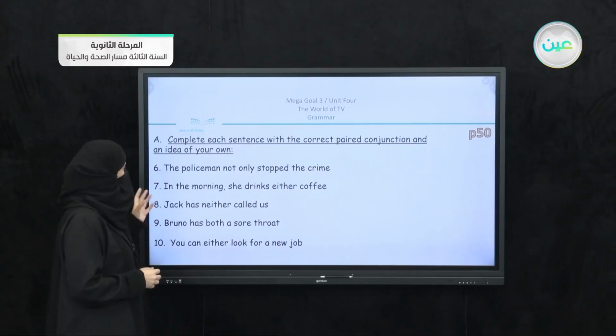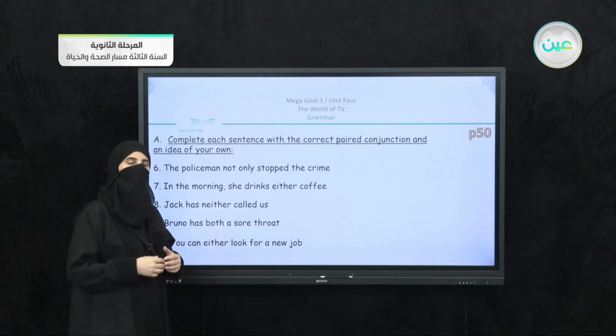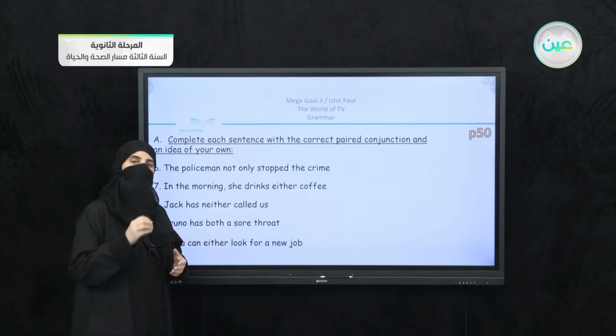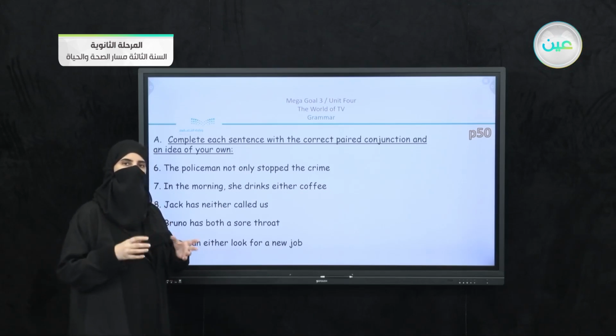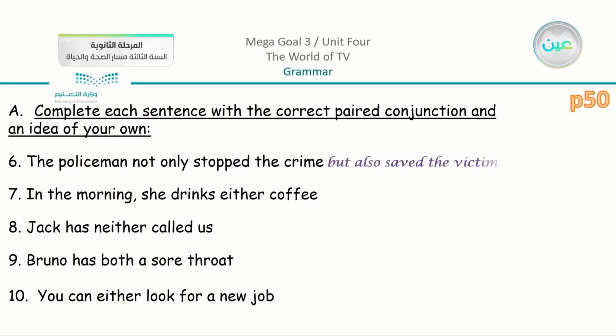We have here number 6: The policeman not only stopped the crime. Just to remind you, you can apply any idea of your own as long as you are using the correct form of the conjunctions. So here I am going to write, but also saved the victim. We have number 7: In the morning, she drinks either coffee or tea. Jack has neither called us nor emailed us.